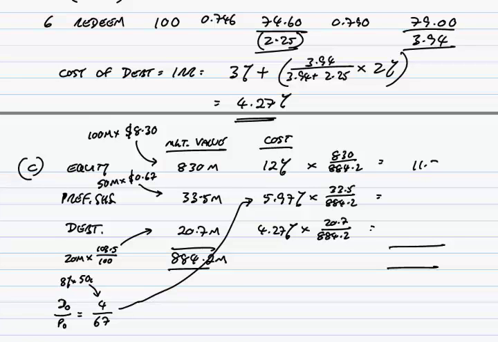Equity, I get 11.26. Can't be right. 4.27 times 20.7, 884.2. 11.59%. The weighted average cost of capital.